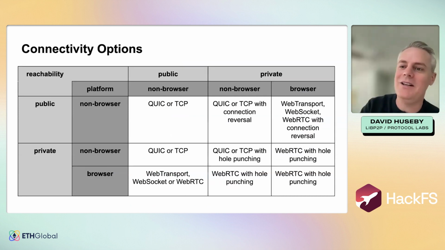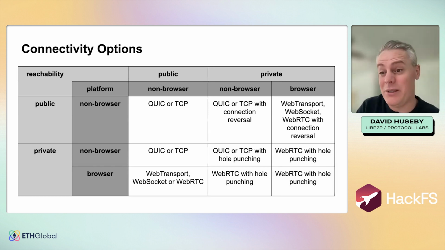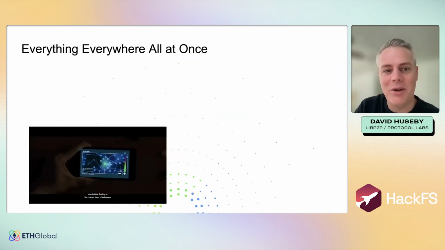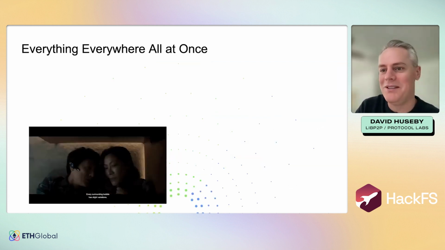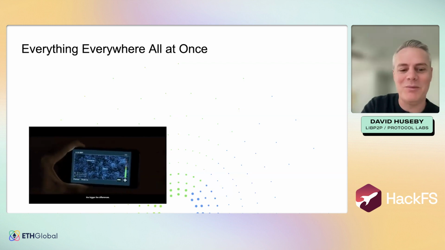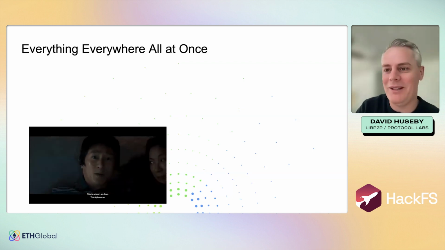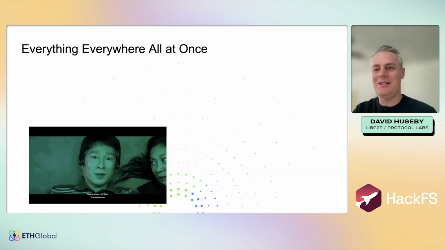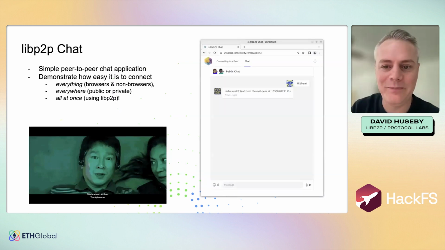I threw this slide in here because this is how libp2p has always demonstrated what options we have for connecting and all that kind of stuff. This is a very boring slide, so we're not going to use that anymore. What you're going to do instead is demo connecting everything everywhere all at once. I think some of you get the reference to this movie, very popular last year. We joke that libp2p allows you to connect everything everywhere all at once.